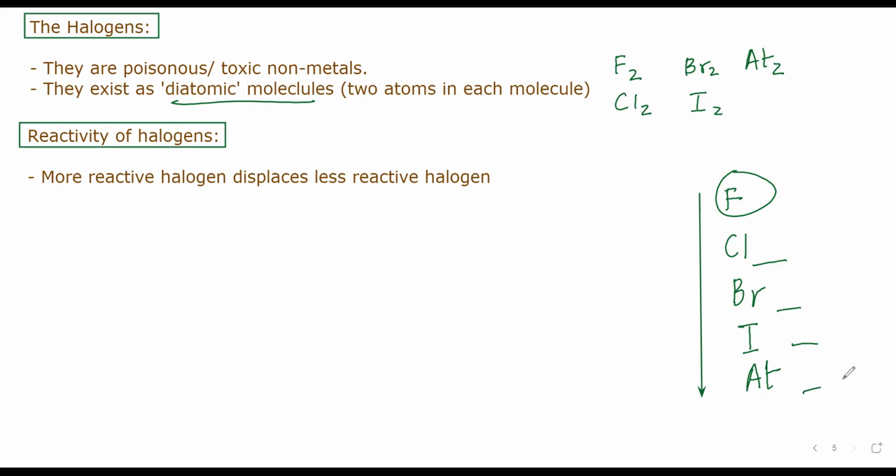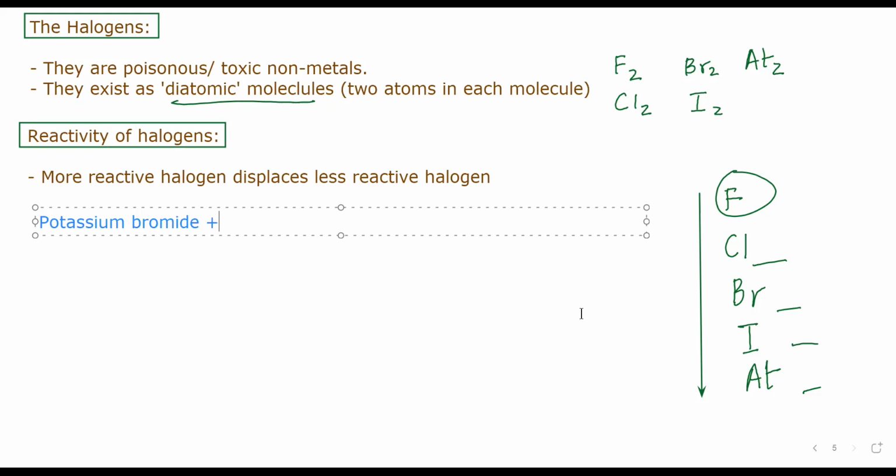So now, let's understand what I mean when I say a more reactive halogen can displace a less reactive one. Let's talk about their chemical reaction. Let's write the word equation first. Potassium bromide reacts with chlorine. When potassium bromide reacts with chlorine, we know that chlorine is more reactive than bromine. It means it can displace it from the compound.